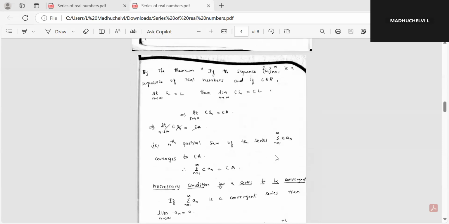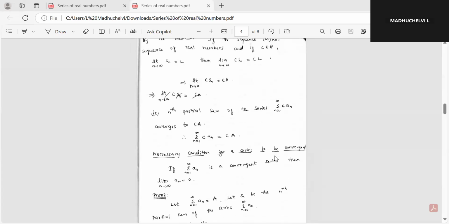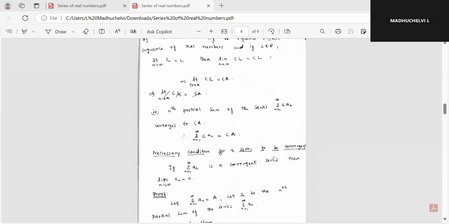By using that theorem, we can write limit n tends to infinity Csn equal to Ca. That is, the nth partial sum of the series summation n equal to 1 to infinity Can converges to Ca. Therefore, summation n equal to 1 to infinity Can equal to Ca.